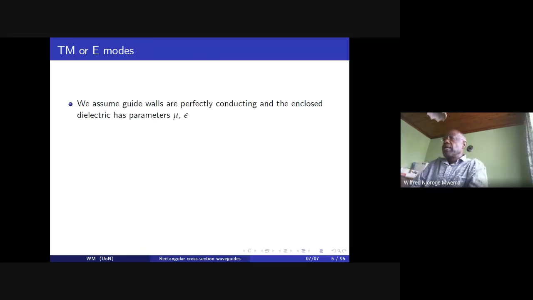TEM or E modes propagating in a hollow rectangular waveguide. So we are going to assume that the guide walls are perfectly conducting and the enclosed dielectric has parameters mu and epsilon. Remember, if it's going to be hollow, that mu is going to be that of air and epsilon will be that of air. And this is what you'll get most of the time. But for now, we are just using the general form where we have a dielectric. Then we can specialize that when the epsilon is epsilon naught and the mu is mu naught.